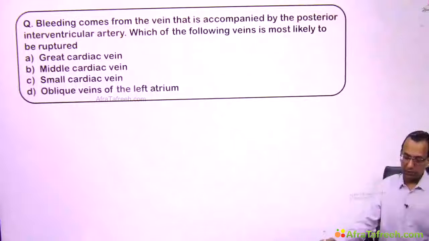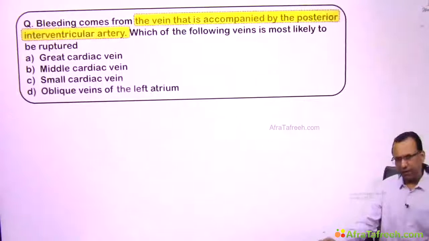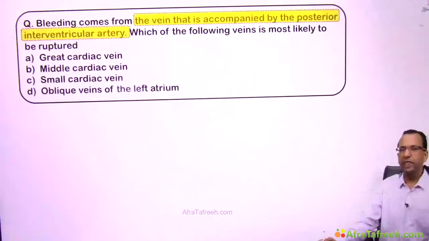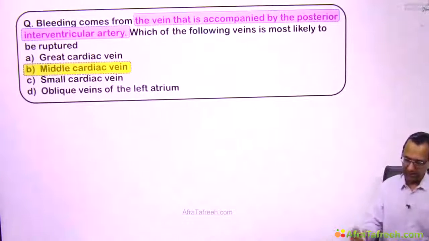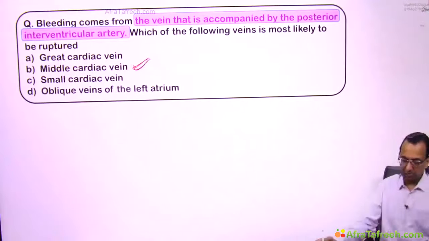Okay, what about this question? It is asking which vein is accompanying the PIVA. That you have already answered. The PIVA in the PIVG is followed by, you mean to say, the middle cardiac vein? Yes, that is the answer, the middle cardiac vein. Okay.